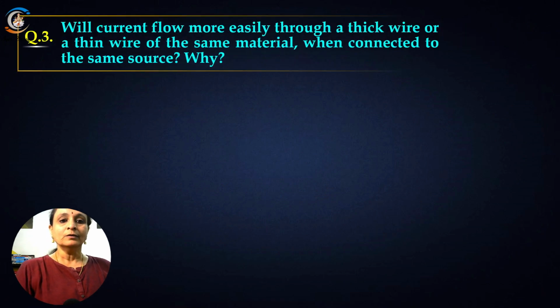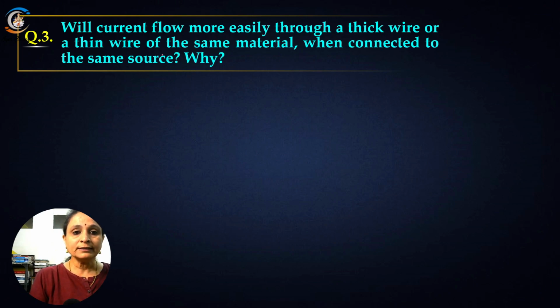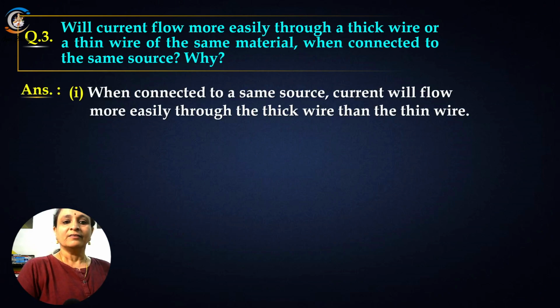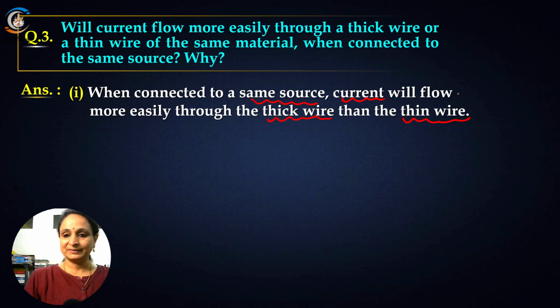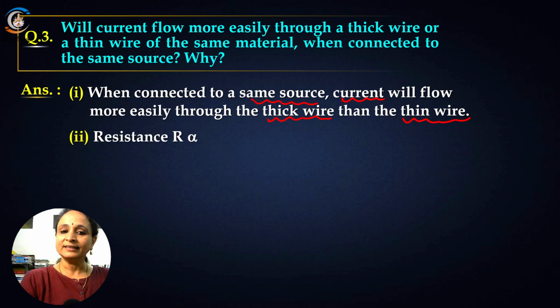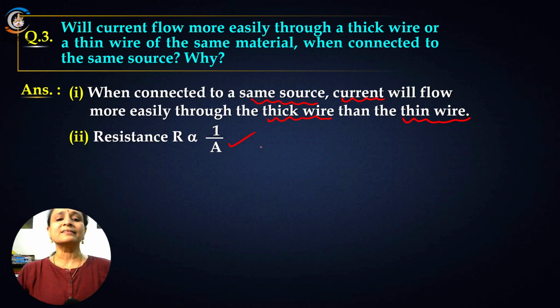Okay. Now, will current flow more easily through a thick wire or a thin wire of the same material when connected to the same source? Will more current go in a thick wire or a thin wire? Let's see. When connected to the same source, that means the same battery, the current will flow more easily through the thick wire than the thin wire. Tell the reason. The thin wire has more resistance and the thick wire has less resistance. The resistance is inversely proportional to the area. That is the reason, okay?